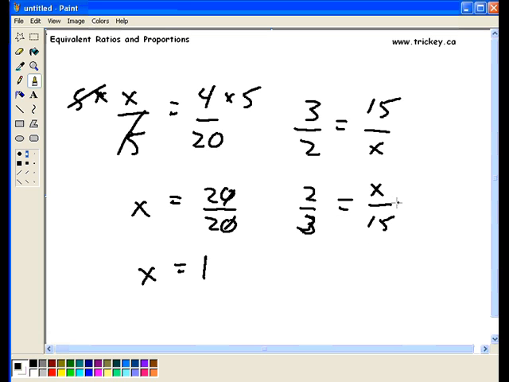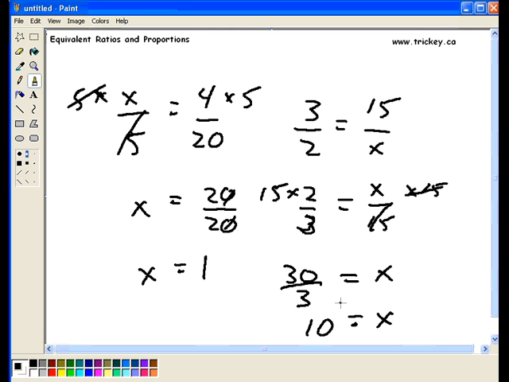How do I get rid of a divided by 15? I multiply by 15. Whatever you do to one side, you do to the other. Multiplying by 15 cancels out a divided by 15 and leaves me with my x on my right side. The right side of the equation is now solved. On the left side, I have 15 times 2 is 30. Don't forget over the 3. 30 divided by 3 is 10.